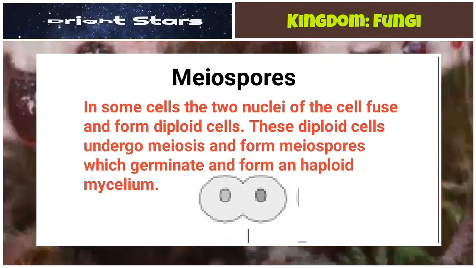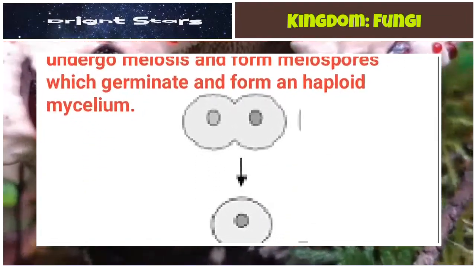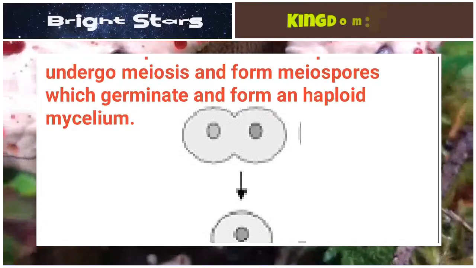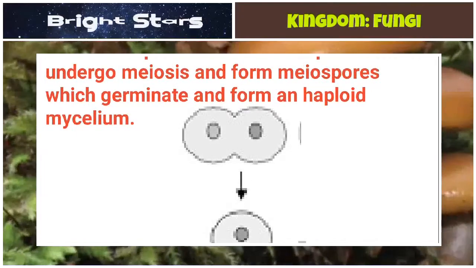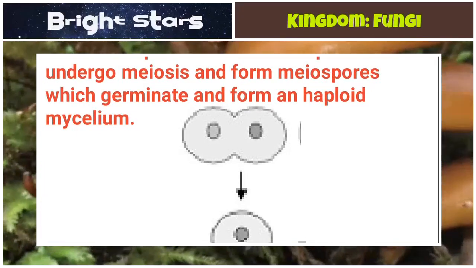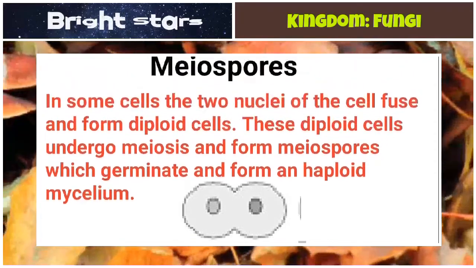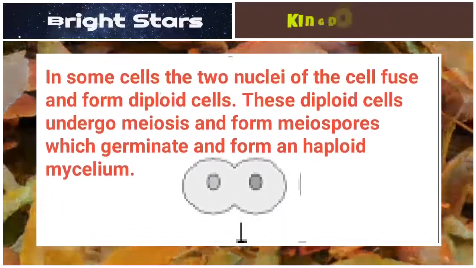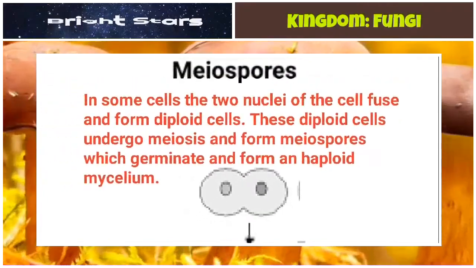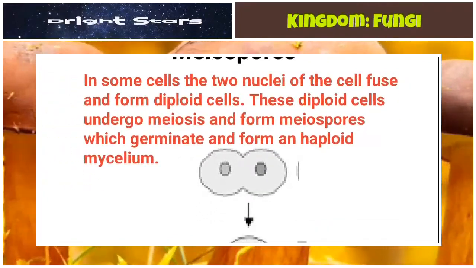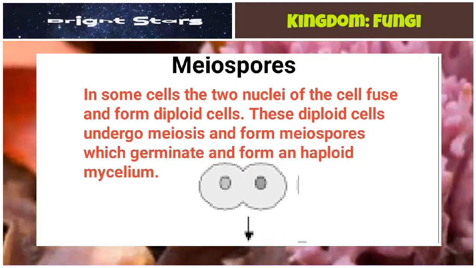So here, see, two different cells or hyphal cells come together and their cells fuse. So this is called plasmogamy or fusion. So this kind of sexual reproduction also takes place in the case of some fungi.